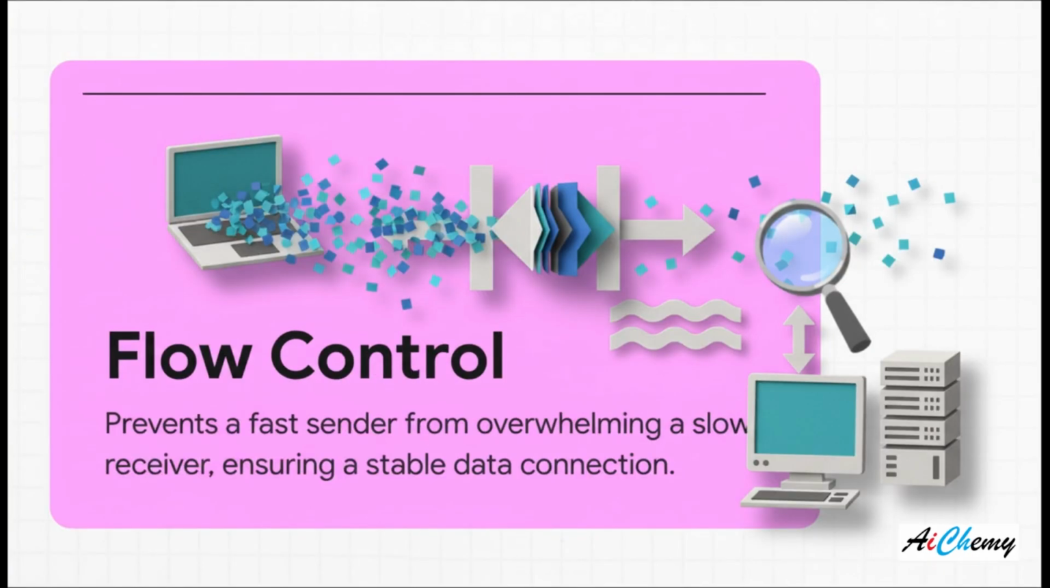Next is this absolutely critical function called flow control. See, you can't just blast data at another computer as fast as you possibly can. What if the device on the other end is an older phone, or it's just busy doing 10 other things? It could get completely overwhelmed. Flow control is this really elegant system that stops a fast sender from totally drowning a slow receiver.